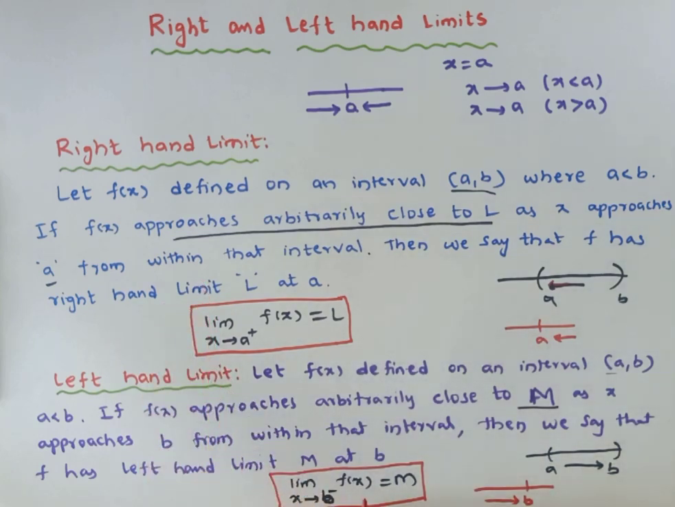The plus on the power indicates that the values of x approach from the right hand side, and the negative on the power indicates that the values of x approach b from the left hand side.